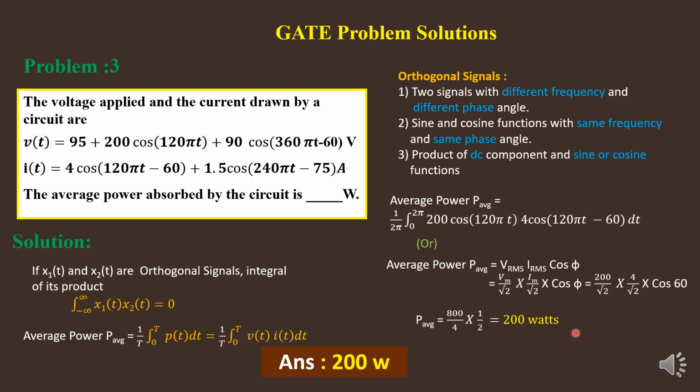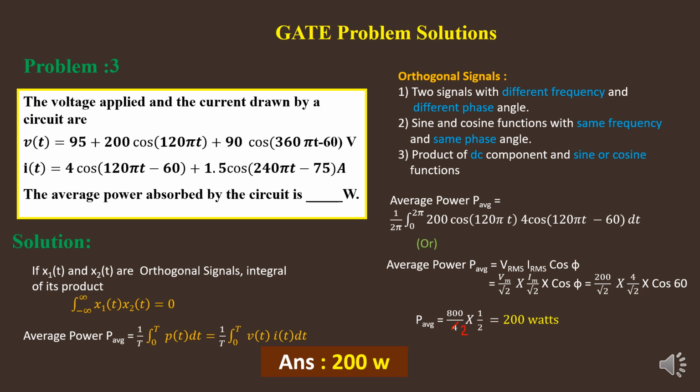And the answer is 200 watts. 800 by 2. Here I have made a mistake; this is 2. 800 by 2 into 1 by 2, which is 800 by 4, that is equal to 200 watts. So the answer we got is 200 watts.